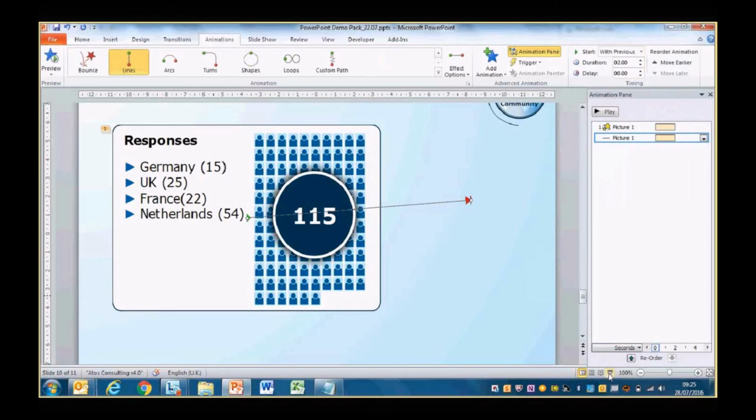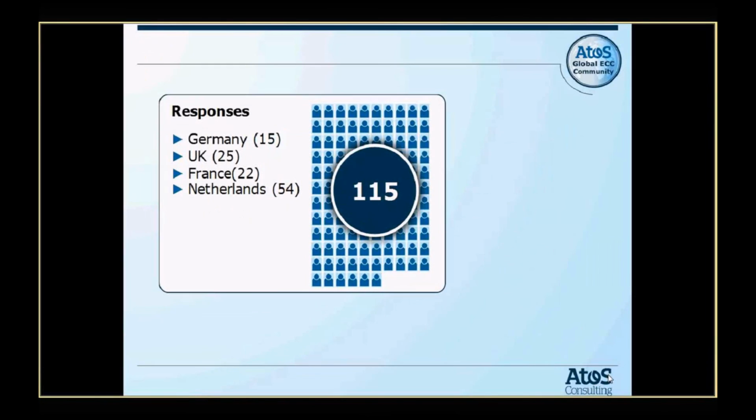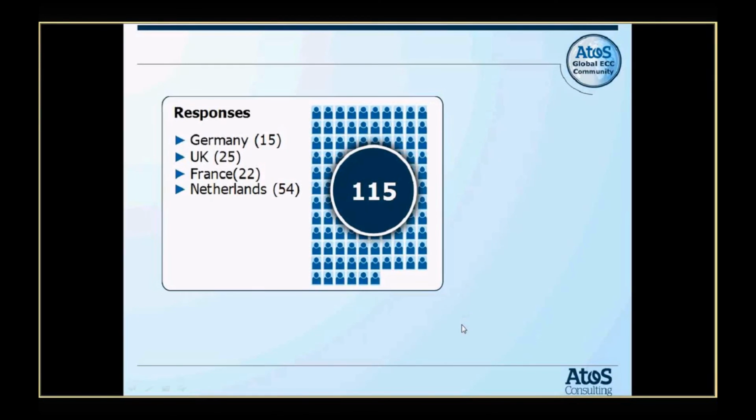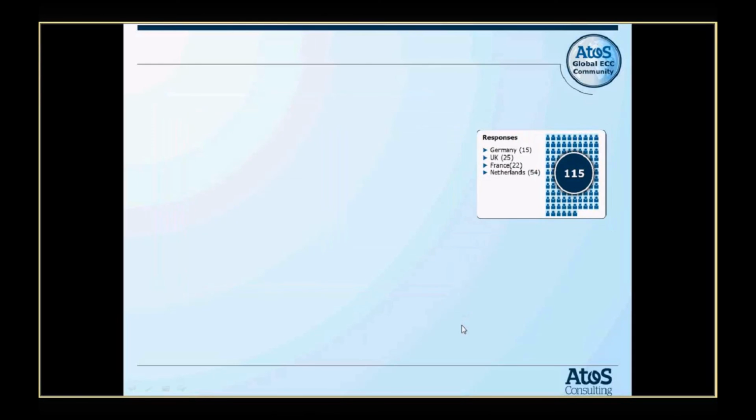So let's see this in action. If I now click on the screen, the image is going to decrease in size and move to the side of the screen at the same time. If we repeat this for the other answers to the survey, then you'll get the effect that we saw before.